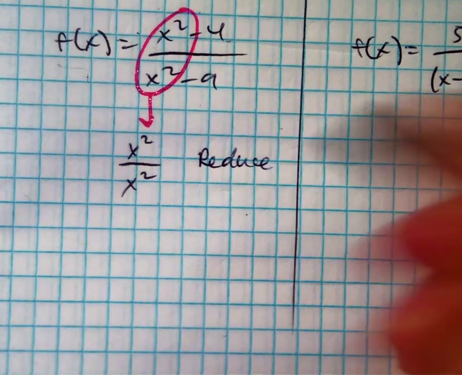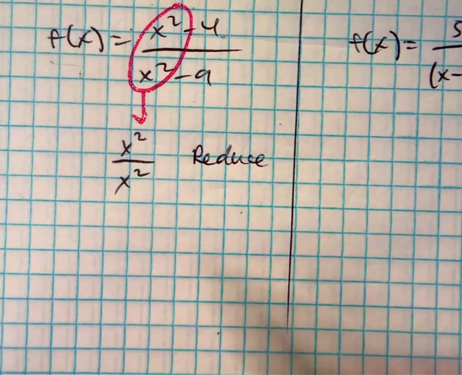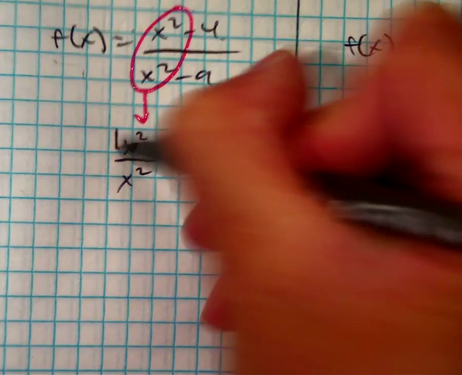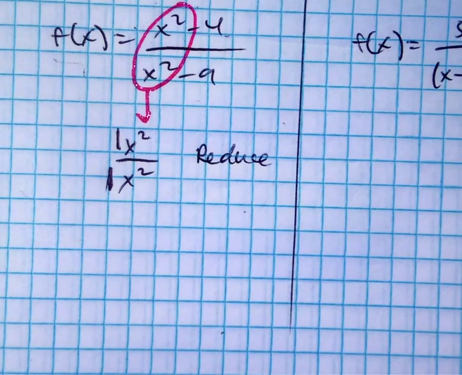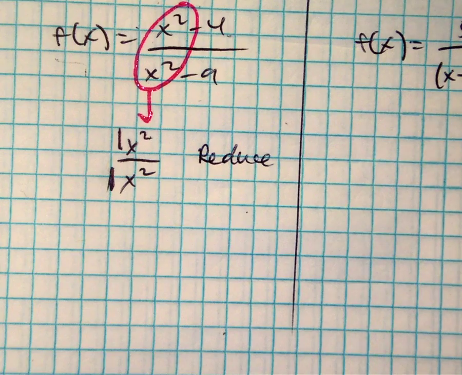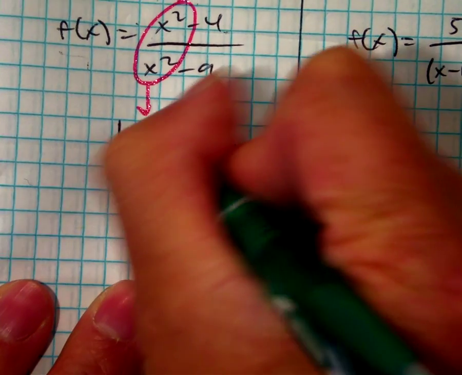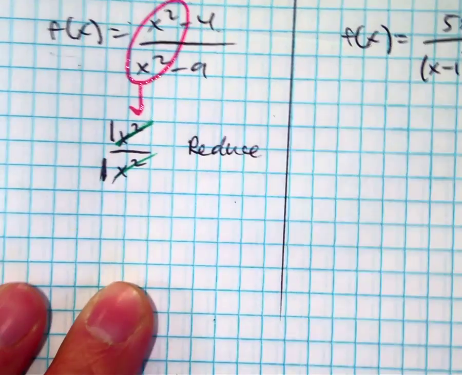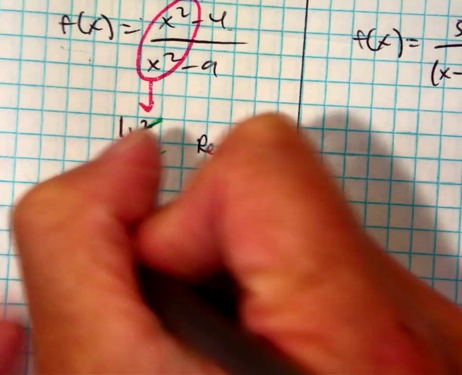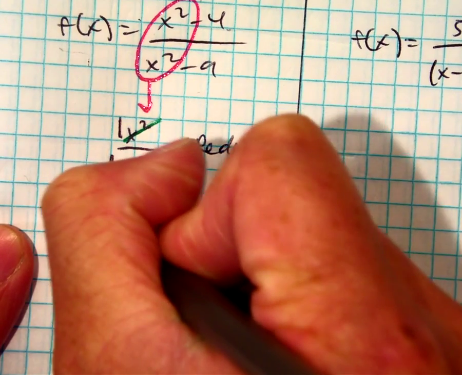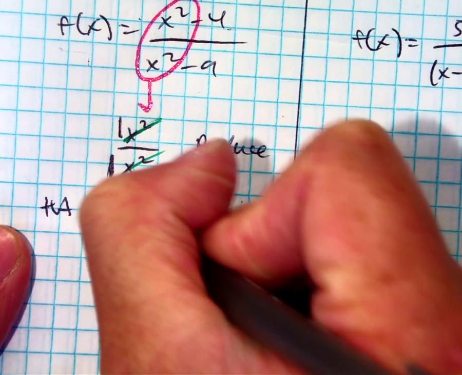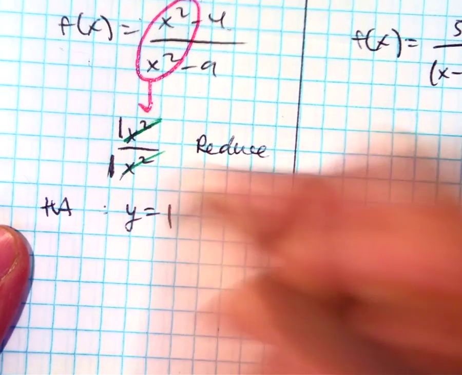Reduce. What does it mean to reduce? Well, if I have a coefficient here of 1, and this is also a 1, I'm going to cancel my x squareds, and then I'm going to have a HA, horizontal asymptote, at y equals 1.